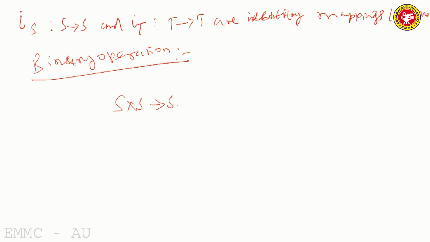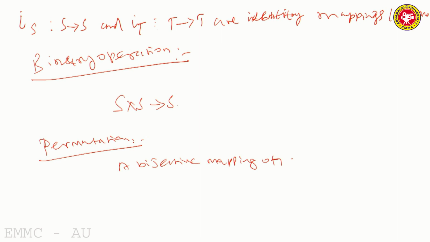Permutation and its degree. Now we will define permutation and its degree. A bijective mapping on a finite set S is called a permutation on S.